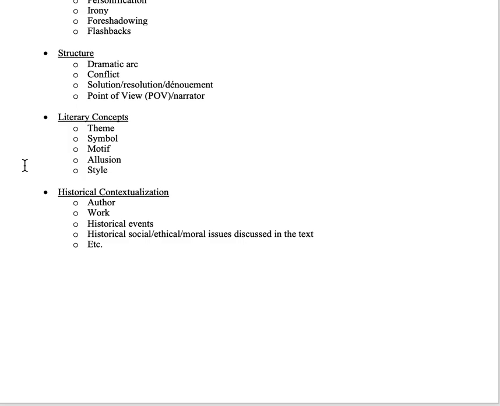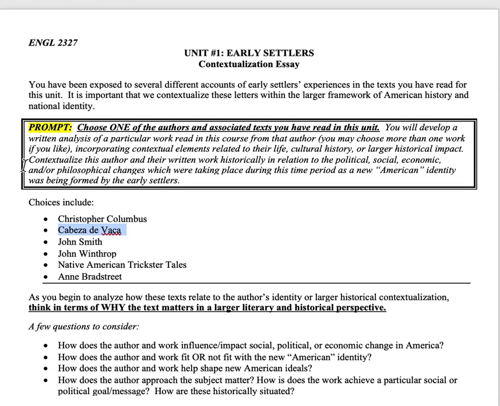And then lastly, secondarily, think about the historical context. So think about the author's identity. Why does it matter that we read the author's identity within this work? Why does it matter about the historical events surrounding the text? How do the social, ethical, or moral issues of the time, how are they reflected in the text? That sort of thing. So there is a lot that you can talk about.